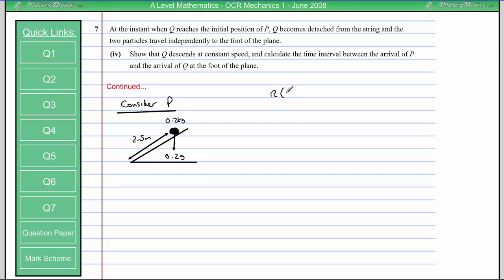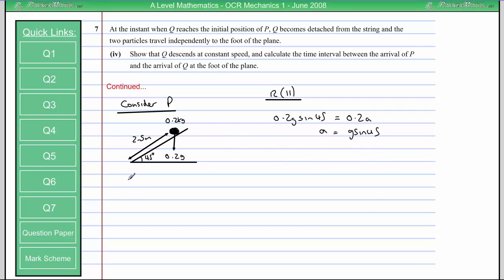So if we resolve parallel to the slope, we are going to get 0.2 g sine 45. Remember this angle down here was 45 degrees from earlier. And that's going to give us mass times acceleration, which is 0.2 a. So a is going to be, let's cancel the 0.2 so we don't have to worry about them, g sine 45. Let's leave that as it is because it's simple enough to put in our calculator later. We're not actually interested in finding the acceleration, we're just interested in finding the time at the bottom of the slope.